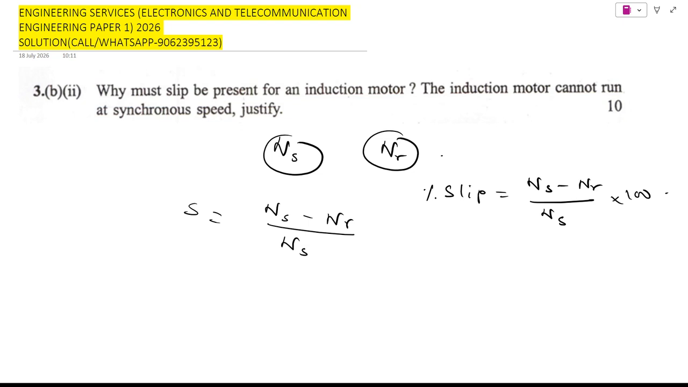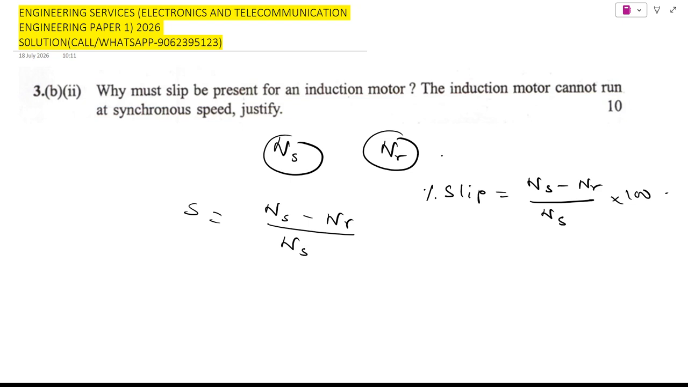Similarly, in an induction motor, if the rotor rotates exactly at the same speed as the rotating magnetic field, there is no relative motion between them, and no relative motion means no induced EMF, and no induced EMF means no rotor current, and no rotor current means no torque, and without torque the motor cannot continue rotating. So this is the entire philosophy behind the slip.